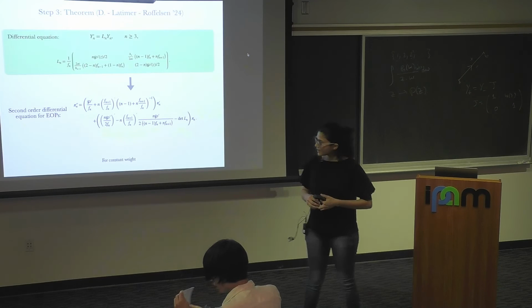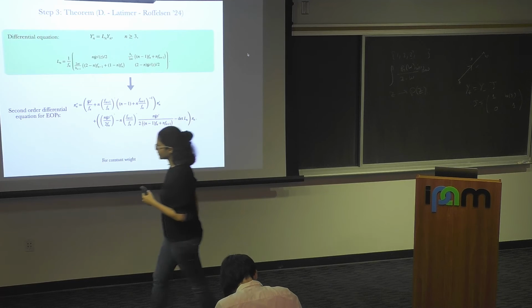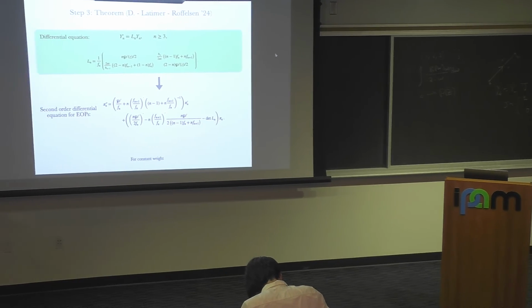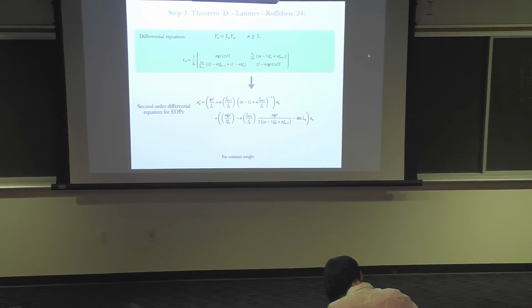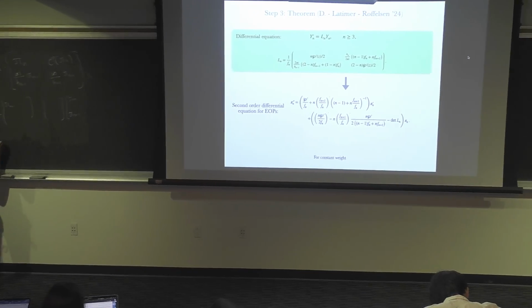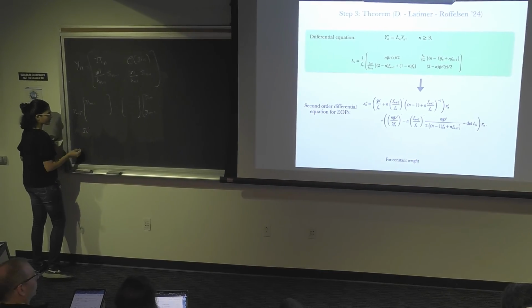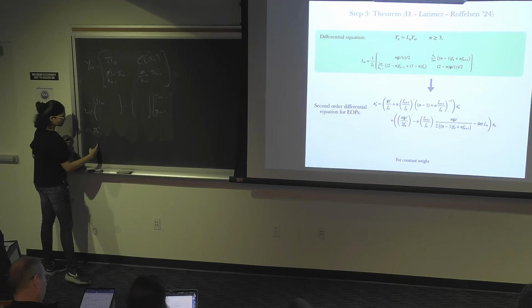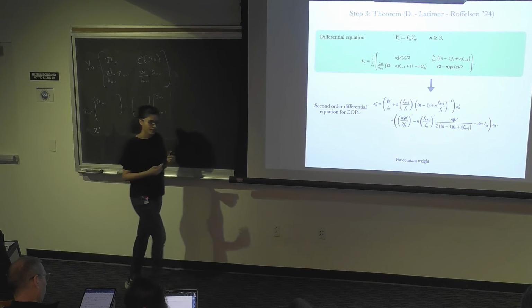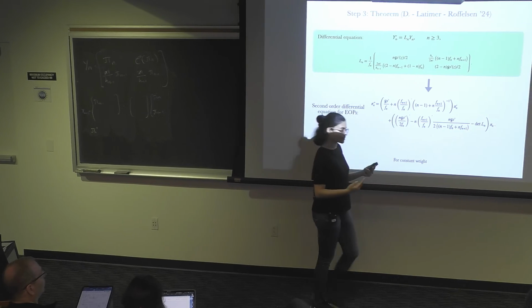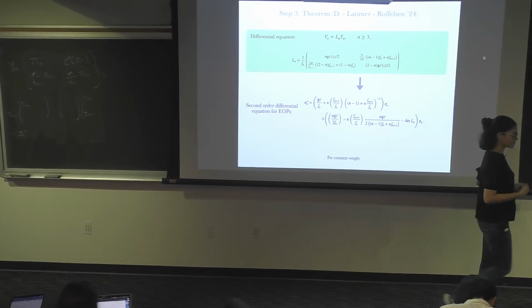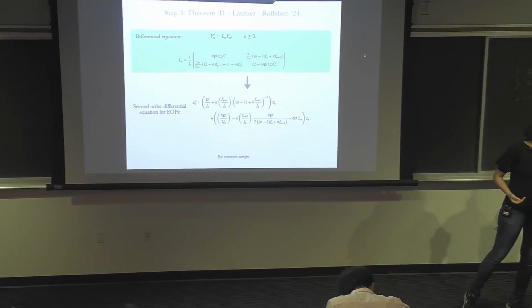The other upshot is that this immediately gives us a second-order differential equation for elliptic orthogonal polynomials, and that comes just by solving that equation. So you'll have pi n prime, that gives the first derivative, and whatever comes next gives the second derivative. So you'll get two sets of equations, you solve them, you get a second-order differential equation for your elliptic polynomials.